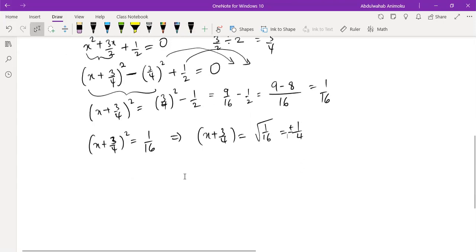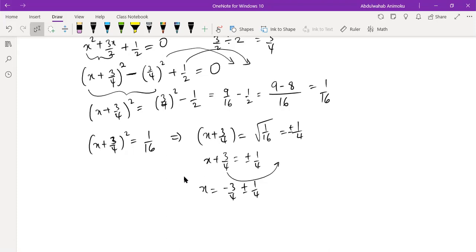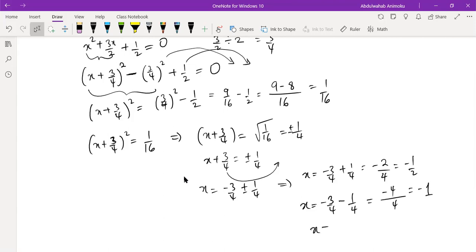And now you're ready to finish the problem by taking this to this side, right? If you do that, you have minus 3 over 4. Don't forget plus or minus 1 over 4, which means the solutions that you have is minus 3 over 4 plus 1 over 4, which will give us minus 2 over 4, which is minus 1 over 2, or the second solution, which is minus 3 over 4 minus 1 over 4. And this would give us minus 4 over 4, which is minus 1. So your solution set is minus 1 over 2 or minus 1.